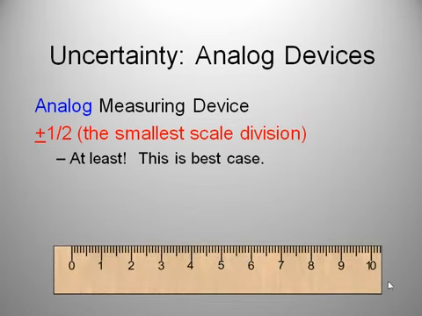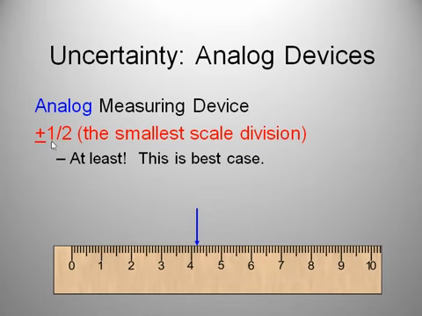So if we have a ruler, this is an analog measuring device, right? And we have, let's say, right there. What would you say that value is? Would you say it's 4.2? And it looks like it's centimeters. What would be the uncertainty there?